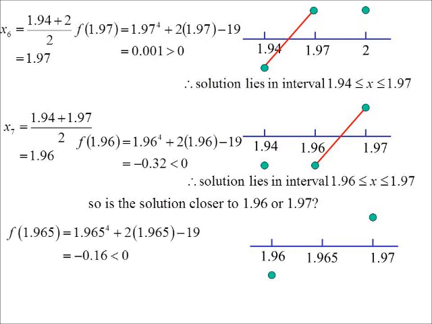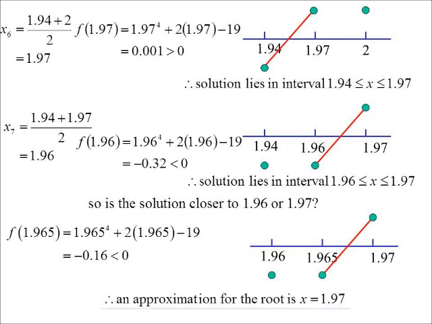So let's have a look. Sub in 1.965, I get a negative number. So actually, 1.97 was the correct answer. So had I made that mistake back then, I would have actually got the right answer. But that's just a coincidence. So all right, I now know that I'm closer to 1.97. So to 2 decimal places, there is our solution.